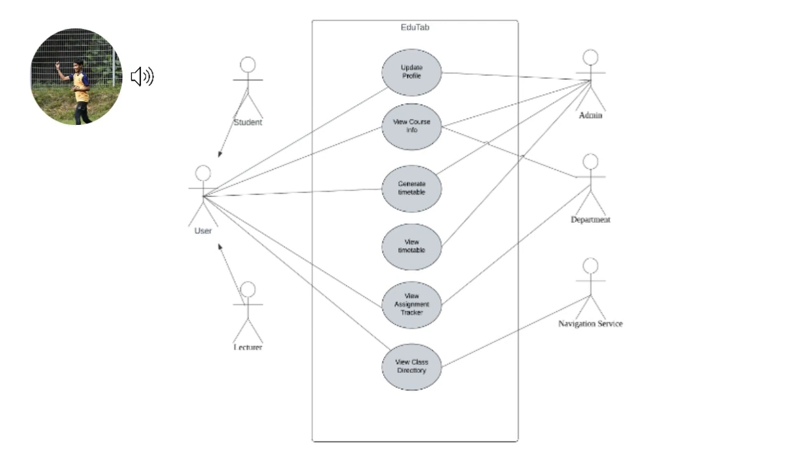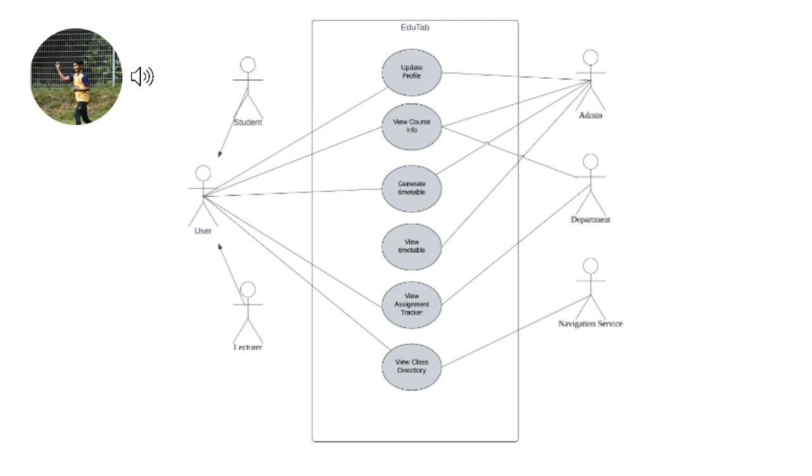Next, we have students. This is a specialized version of the user with specific interactions within the system. Similarly, the lecturer is another specialized user interacting with EduTab in a role-specific manner. The admin is responsible for administrative tasks. This actor has its own unique set of interactions. The department represents the departmental entity that interacts with the system. And finally, we have the navigation service, an external service interacting with EduTab.